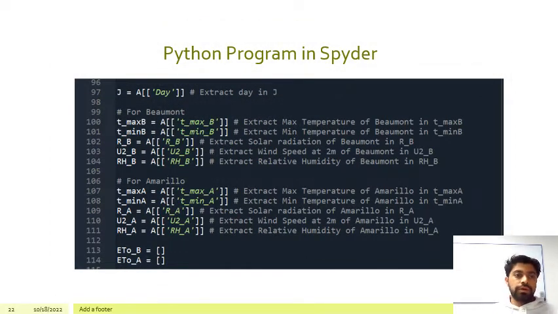So now for the Julian day function, from the first day to the 165th day we extract the Julian day. These are for Beaumont, Tmax B, denoted for Beaumont, and for Amarillo we use Tmax A. We extract the temperature of Beaumont in Tmax B and Tmin, and extract the solar radiation in Beaumont, we did the whole thing. And the same for Beaumont and Amarillo.